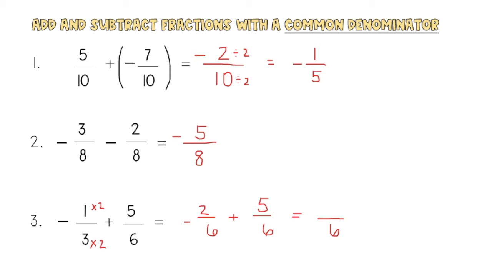I see I have negative 2 plus positive 5. So I have different signs. I'm going to subtract. So 5 minus 2. I'm left with 3. And I have more positives than I have negatives. So my answer is going to stay positive. This fraction can be simplified. 3 over 6 can be reduced by dividing by 3. So my answer is 1/2.